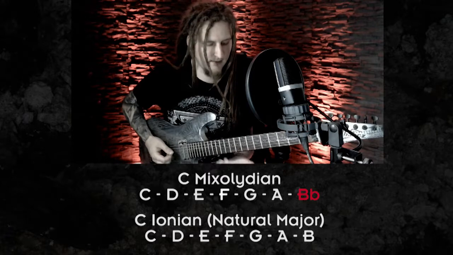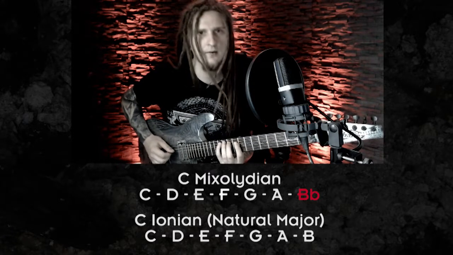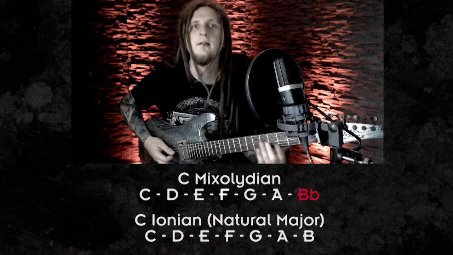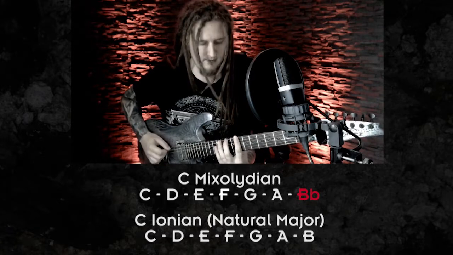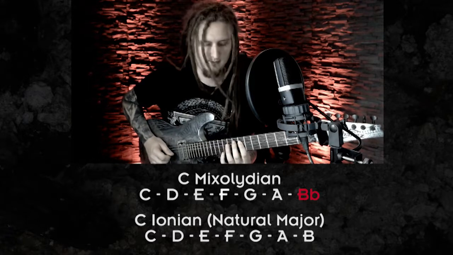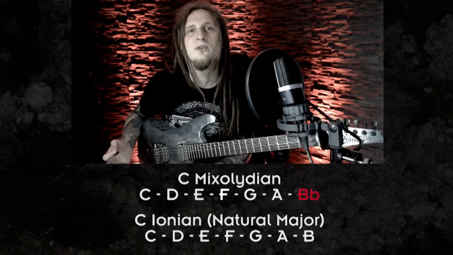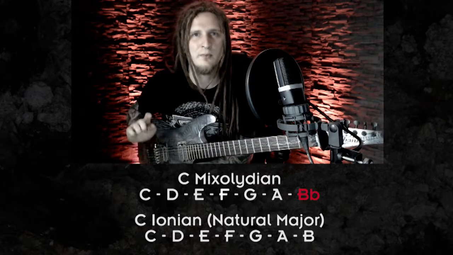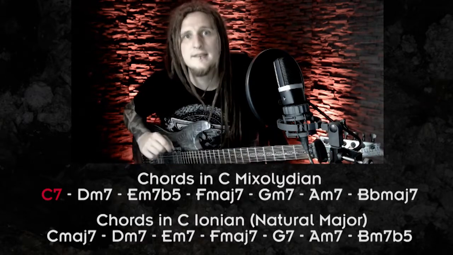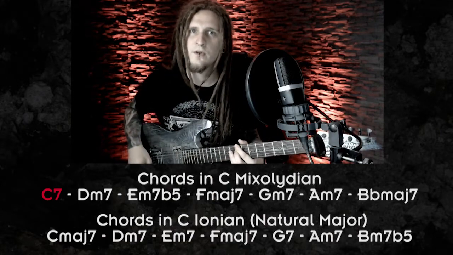Once again, the C major scale, C, D, E, F, G, A, B, C. C Mixolydian, C, D, E, F, G, A, B flat, up to C again. Again, just one note is altered from the major scale, but that one makes all the difference. By lowering the 7th scale degree, we end up with a dominant 7th chord on the tonic.